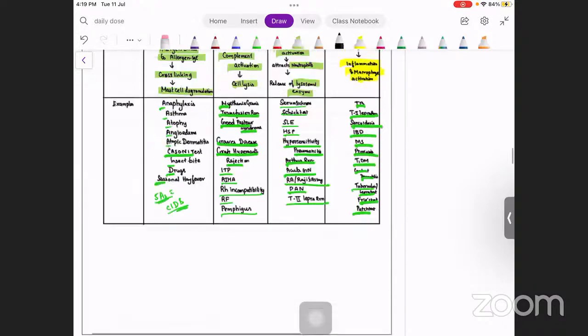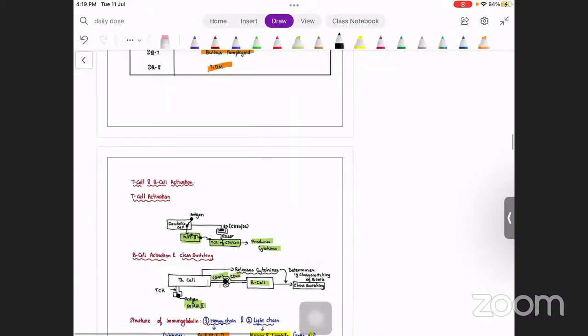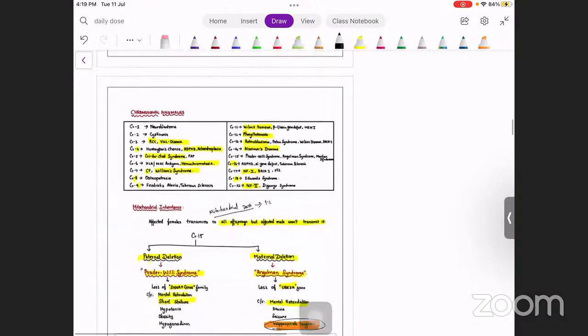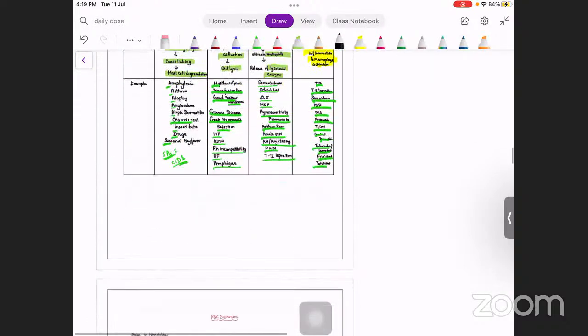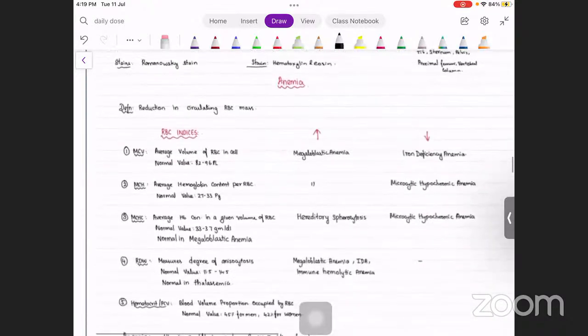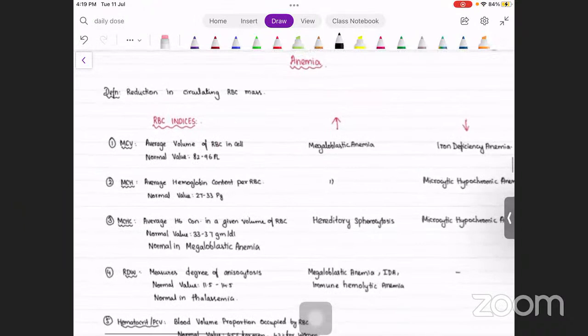Okay, so with this we have completed our general pathology section completely. Now we are moving on to our hematology section. Speaking about hematology, the first area we are going to talk about is anemia. What is anemia? Reduction in the circulating RBC mass is so-called anemia.